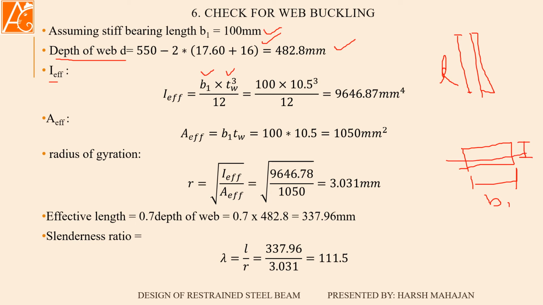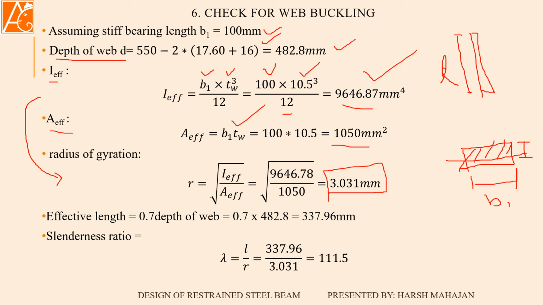This is the axis. So Tw cubed into B1 divided by 12 will be I effective. Area effective will be this area, B1 into Tw. From I and A, we are going to calculate the radius of gyration, which is I effective by area effective, coming like 3.031 mm.